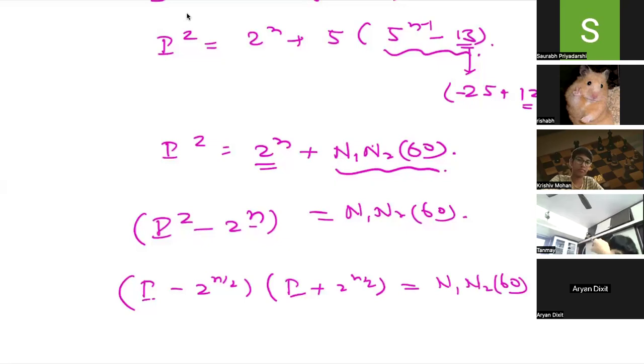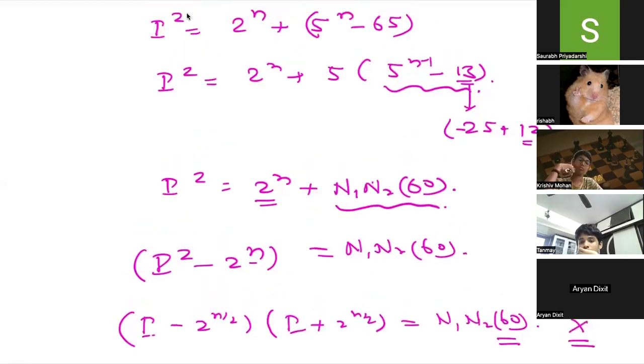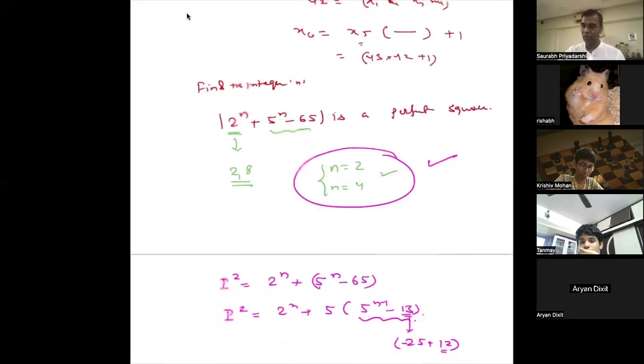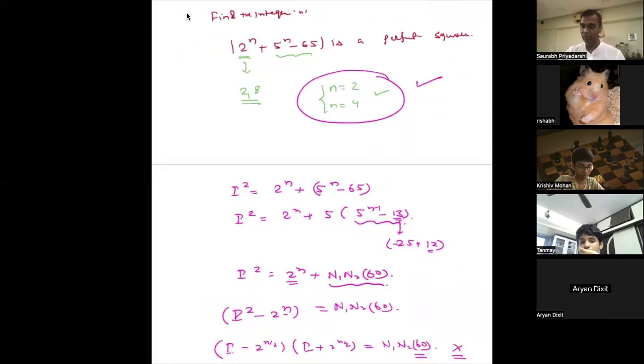So what is the meaning of this? Either of the two factors must be 60, so this is not possible. So if n is greater than 5, this is not at all possible. So whatever you have found, that will be the value. So only the numbers are 2 and 4, what we are getting from this.